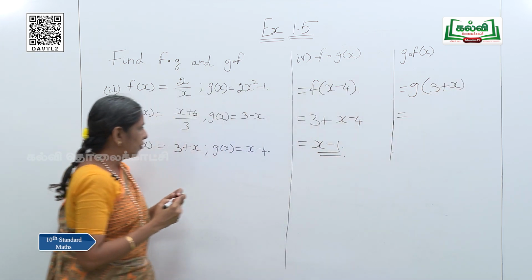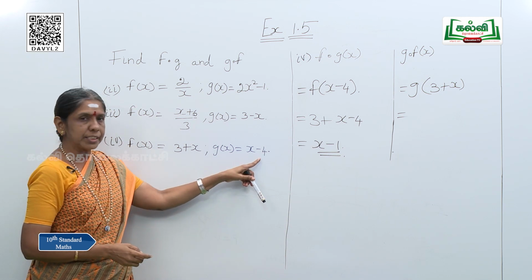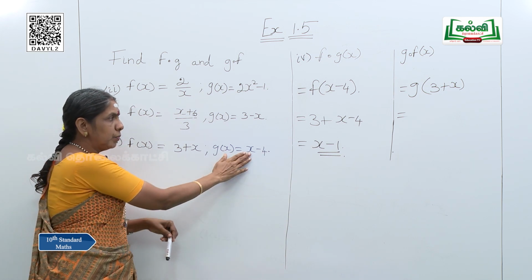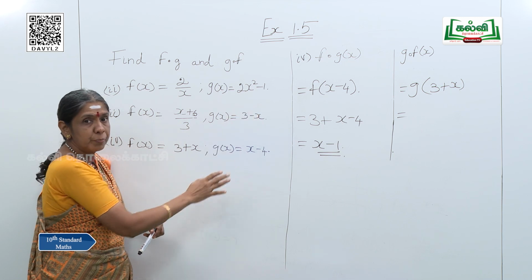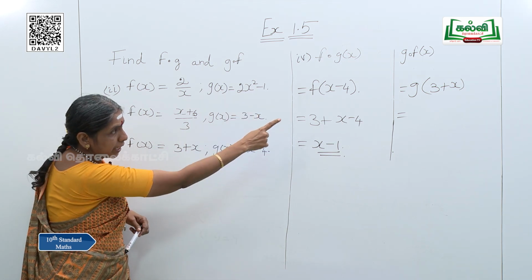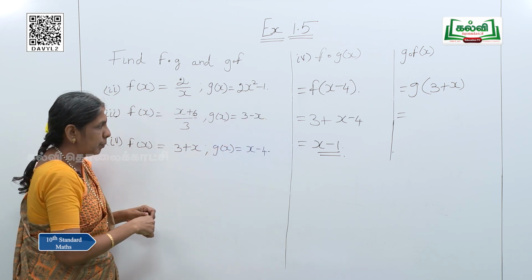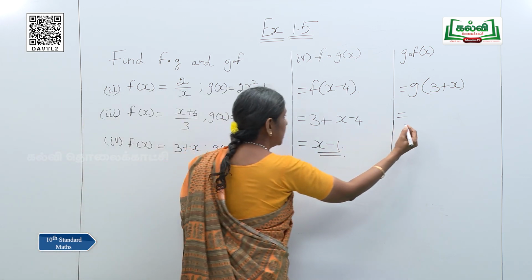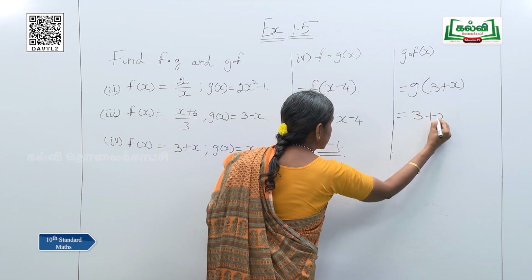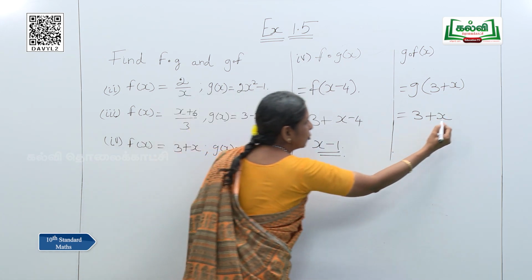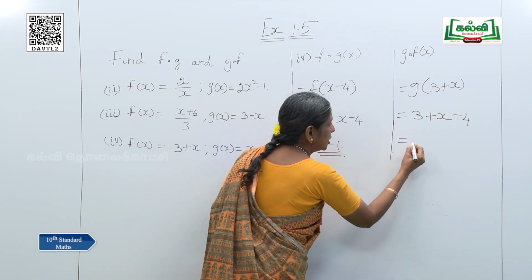Now, what is g of x? G of x is equal to x minus 4. So, wherever you have x, what should you replace now? You have to replace 3 plus x. In the place of x, you have to replace 3 plus x. So, this will be 3 plus x minus 4.